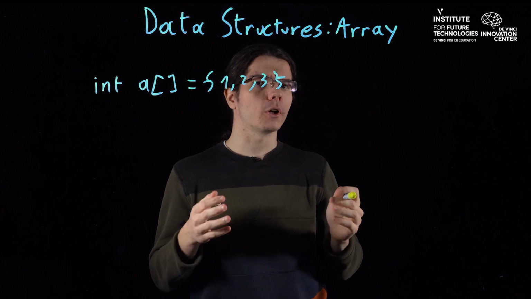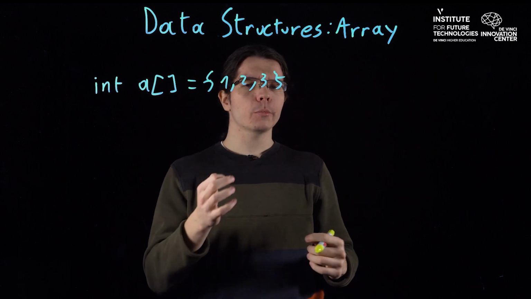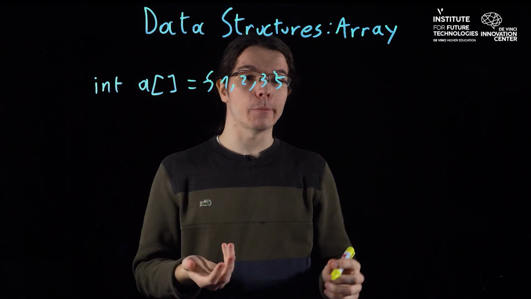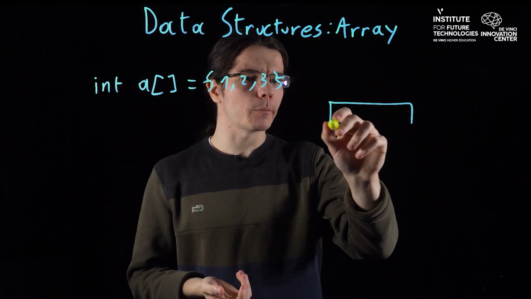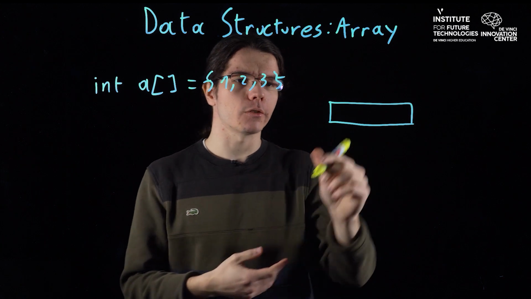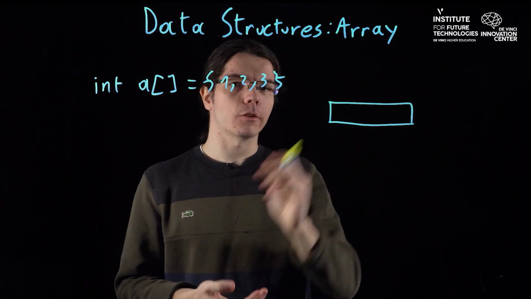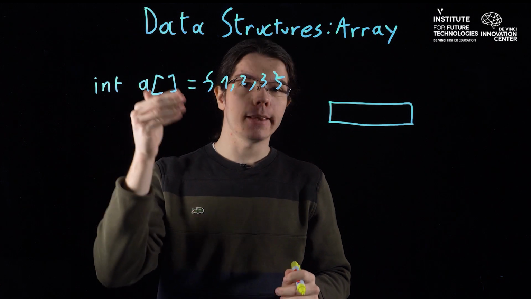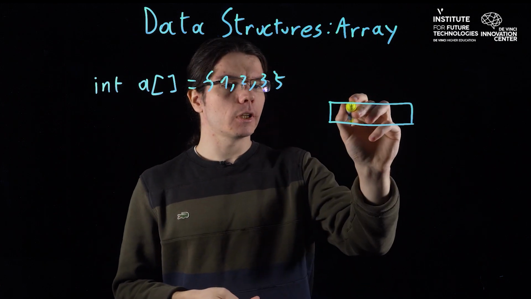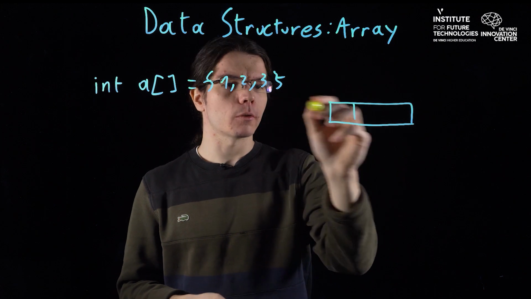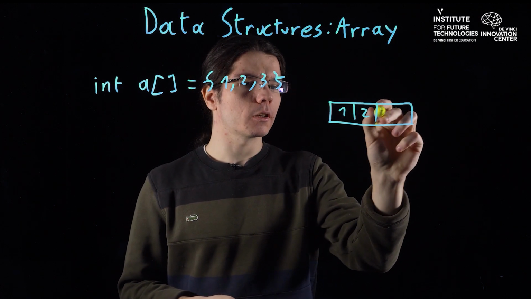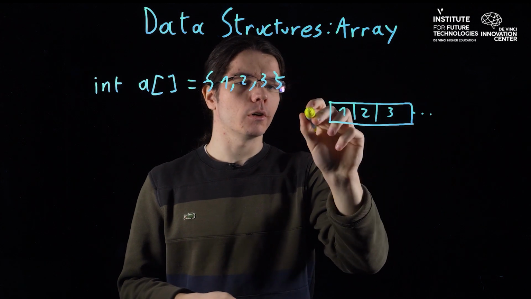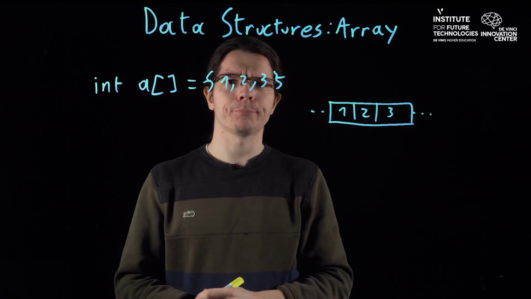Now, what does it mean to have an array of integers? The most important thing to know with arrays is that they are a contiguous section in memory. So if I go back to my memory, it starts at a certain address and stops at a certain address, and that's my A array. I have 4 bytes here for the first number, 1, 4 bytes here for the second number, and 4 bytes here for the third number, 3. And then memory goes on and on both sides.